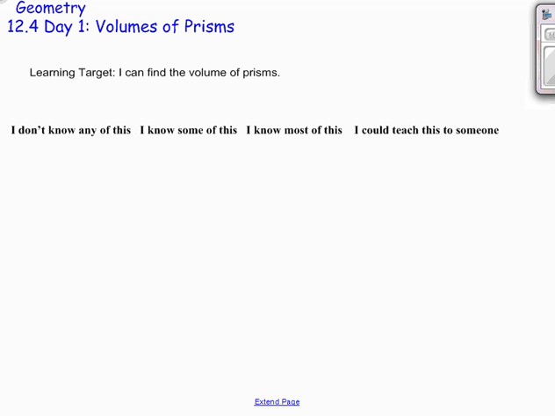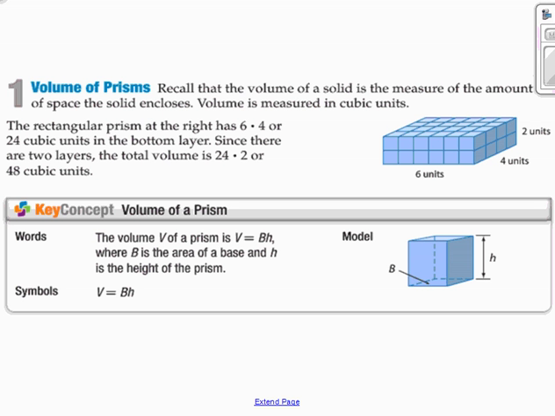So today we're going to be doing the volume of prisms. Volume is the amount of space the solid encloses. We've been doing surface area as if you're wrapping these 3D shapes in paper. Volume is if you are going to fill it up with water, fill it up with something. Say it's cubic units.